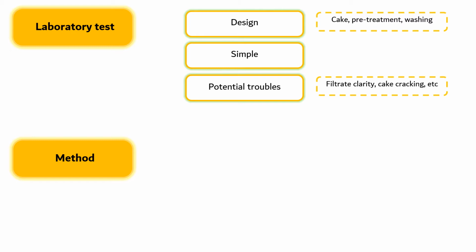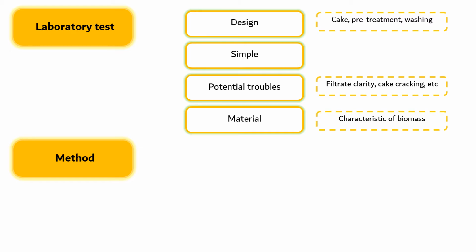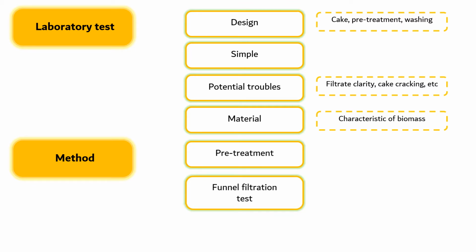We must be sure that the experiments are conducted using the same materials as those planned for the larger scale. Contamination, temperature changes, and cell lysis may alter the physical characteristics of the biomass in unexpected ways. There are 3 laboratory tests that we can conduct prior to a large-scale filtration process. First, pretreatment. Second, final filtration test. Third, filter leaf test.